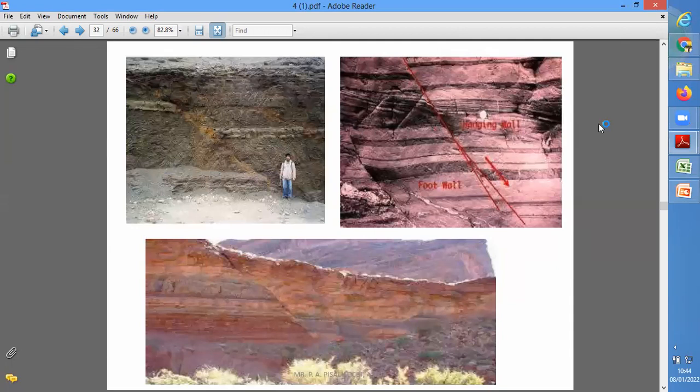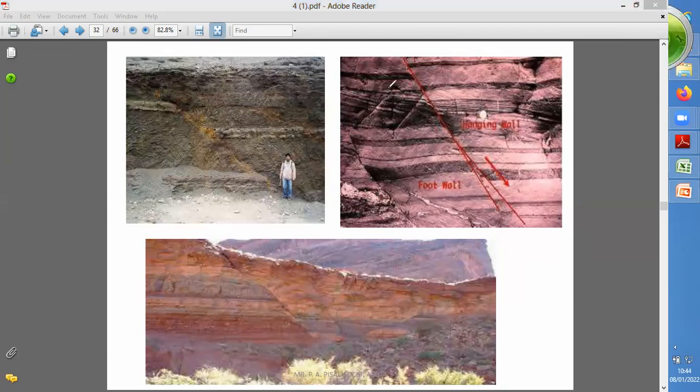So actually in the field, the normal faults look like this. When you look here, these are the images of the normal fault. Now here, have you recognized the fault plane? So here, this is the fault plane. Here this is the fault plane, you can clearly understand, and here this is the fault plane.